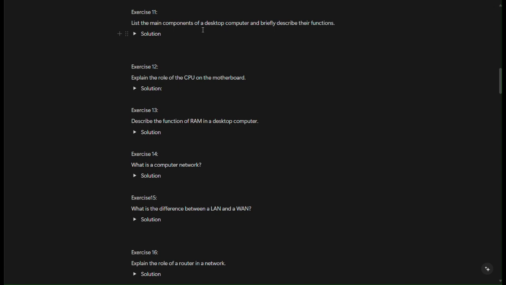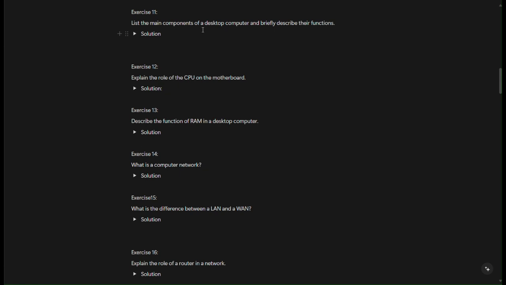It does not contain the storage, but it helps the computer to work. Second, we have the CPU. The CPU is the brain of the computer, and it's the most important component of a computer. We have the GPU, the graphic processing unit. We have the storage, HDD and SSD.